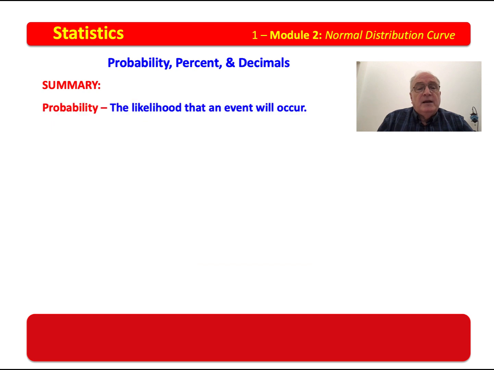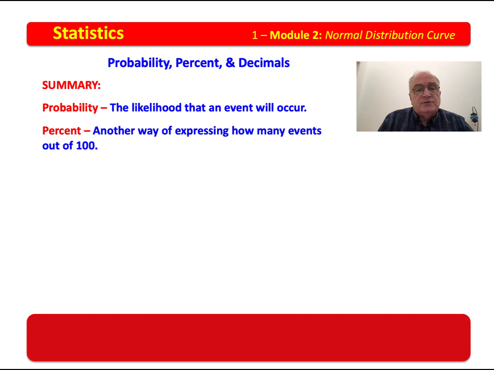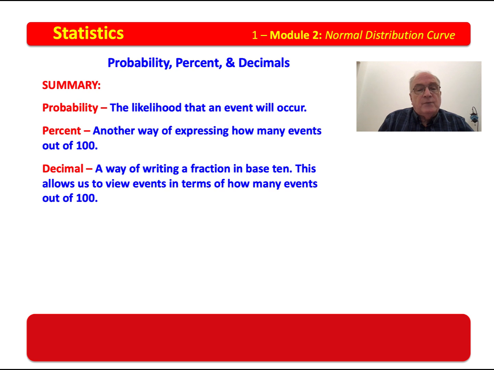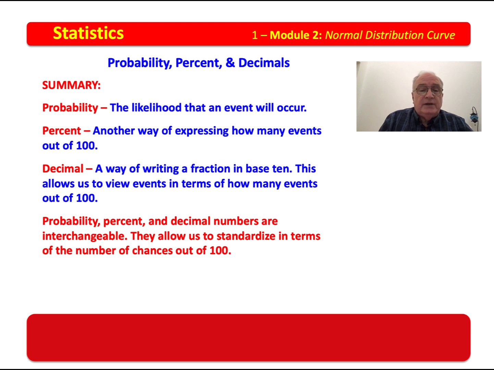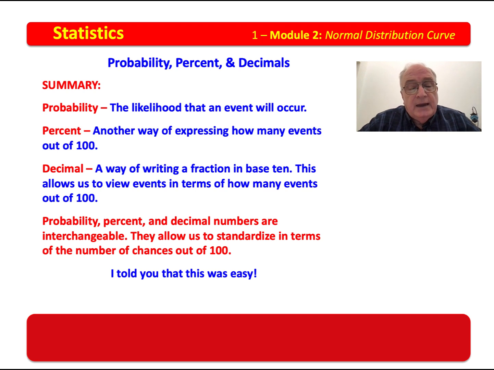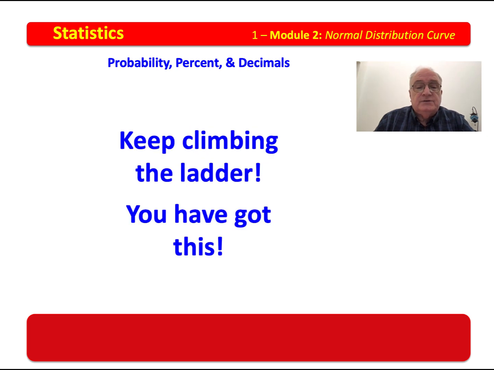This is fun. Now let me summarize. Probability is the likelihood that an event will occur. Percent is another way of expressing how many events occur out of 100. A decimal is a way of writing a fraction in base 10. This allows us to view events in terms of how many events out of 100. Probability, percent, and decimal numbers are interchangeable. This allows us to standardize in terms of the number of chances out of 100. I told you it was going to be easy, but you have to be able to see a probability, a percent, and a decimal as exactly the same thing. We'll write them perhaps in different forms.